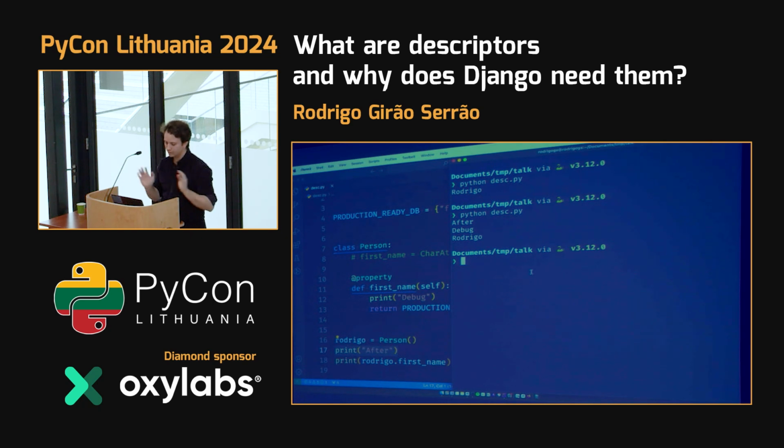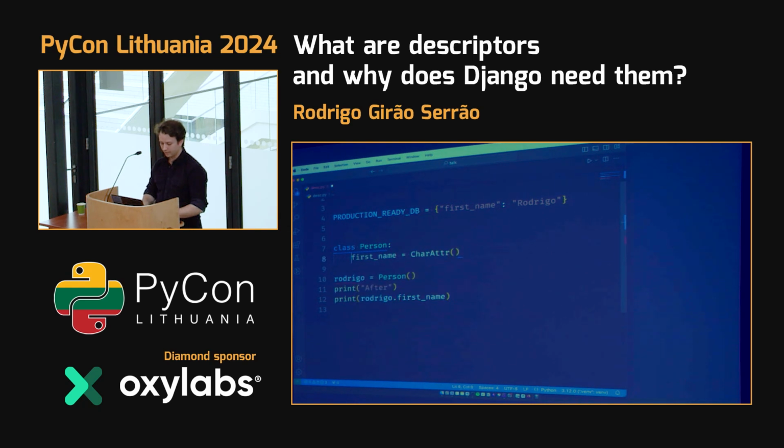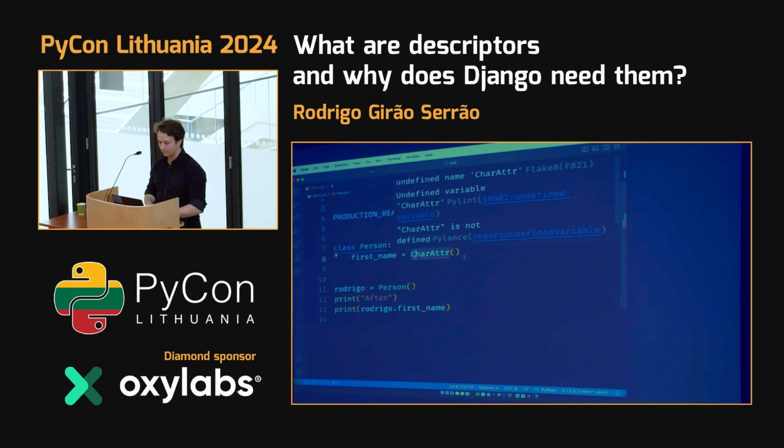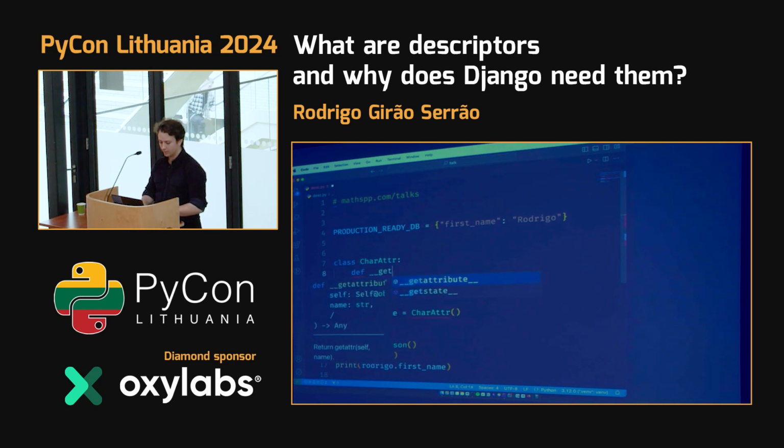Okay, so then if we agree on this, we can go straight to descriptors, because this is the stepping stone for understanding descriptors. So let's get rid of this first name thingy, let's uncomment this, and let's write some code that makes this work. So what I'll do is I will create a class, and a descriptor. What's a descriptor? It's just an object with a __get__ method.